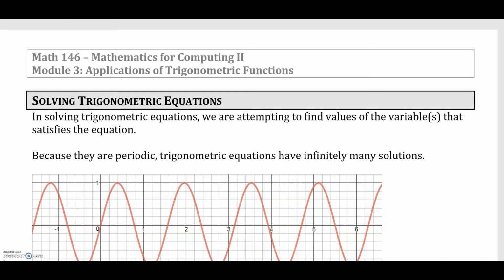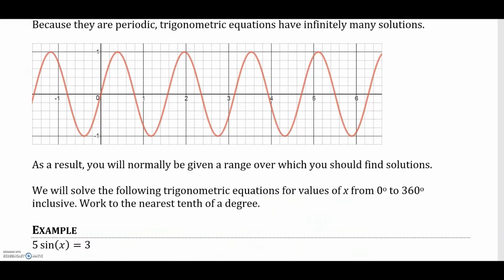What we're attempting to do is find the values of a particular variable that satisfies the equation. Because of their periodic nature, trig equations have an infinite number of solutions. Normally, you'll be given a range over which you would like to find a solution. In this course, we will solve trig equations for values of x from 0 to 360 degrees inclusive, and we'll be rounding our final answer to the nearest tenth of a degree.